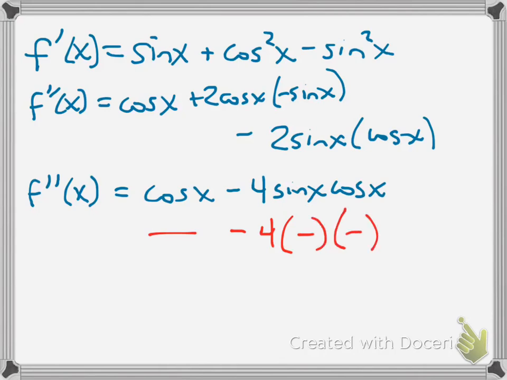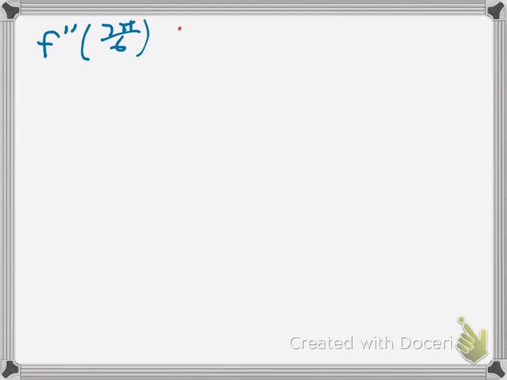We said the cosine was going to be negative, so negative times negative is positive, times another negative makes it negative. So we're going to combine a negative number with a negative number, and we're going to end up with a negative number. So I know that the value of f double prime of 7 pi over 6 is going to be negative. Now, what does that tell us? That tells us that the graph is concave downward.